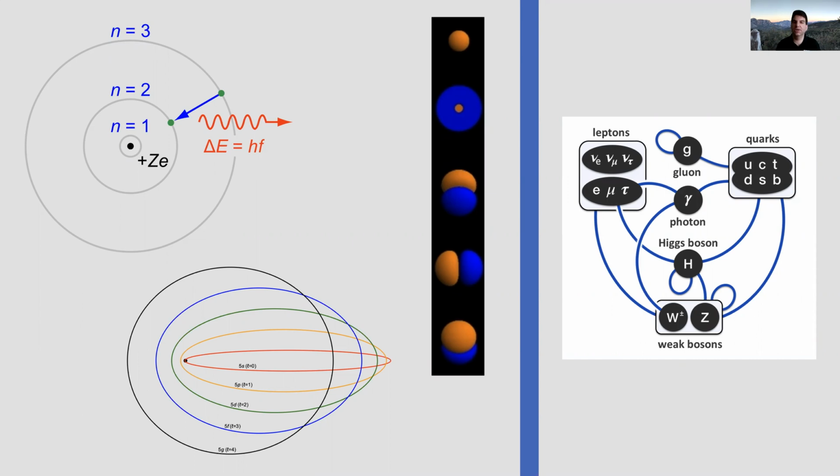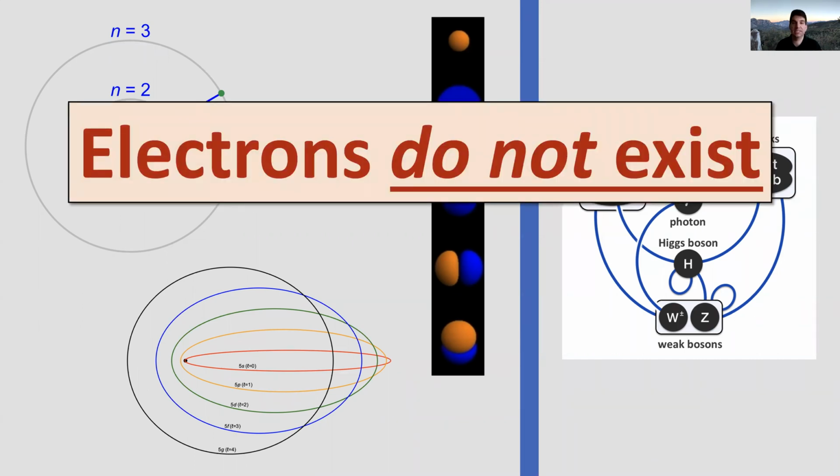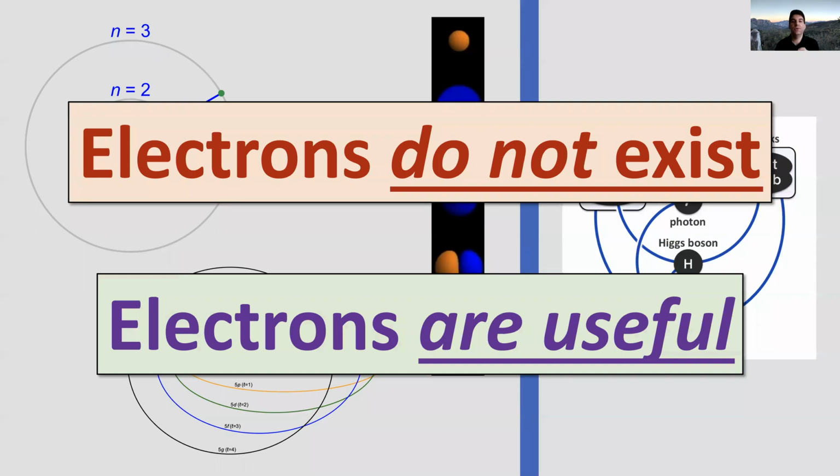And it leads us to one conclusion as modelers, which is that electrons do not exist. Electrons are a tool that has been enormously successful for us to understand matter. They are useful, but they do not exist. We do not need to say that an electron is actually there.